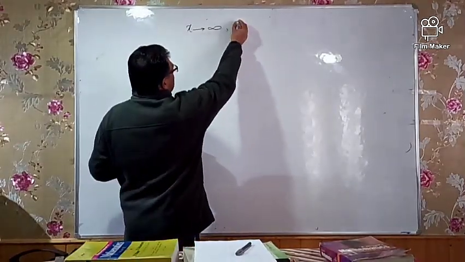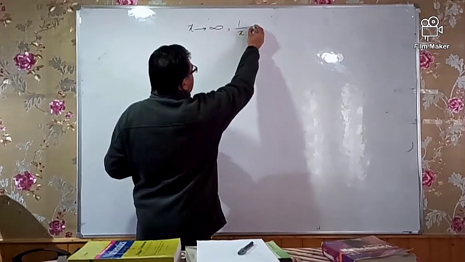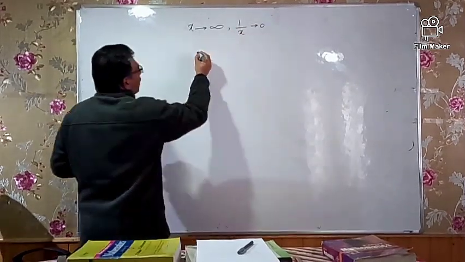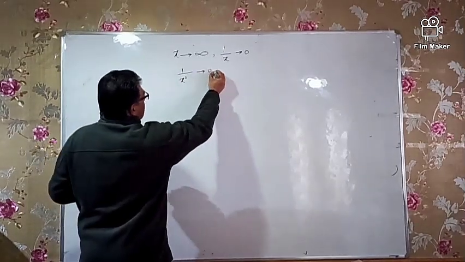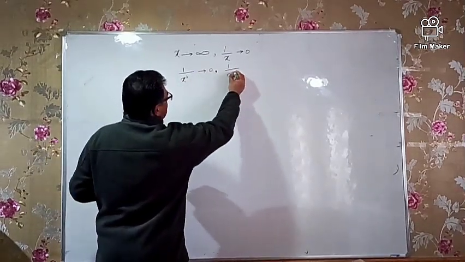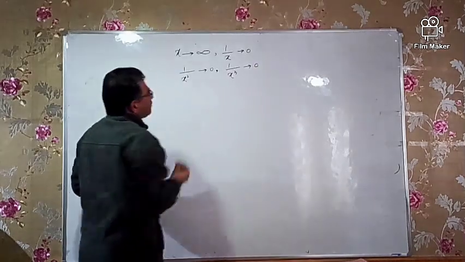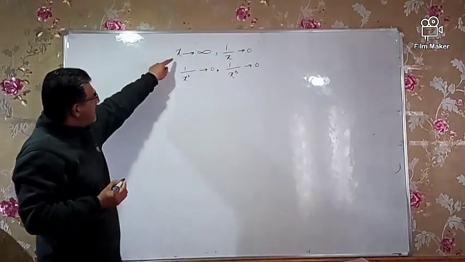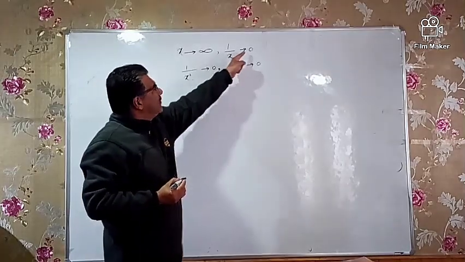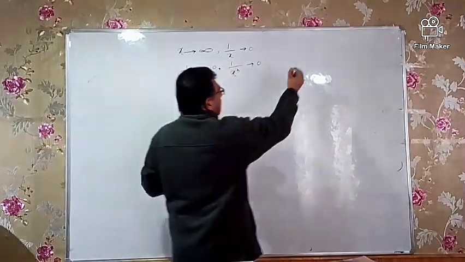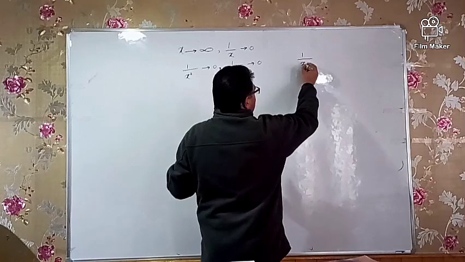And what will happen to 1 by x? 1 by x will approach 0. Or 1 by x square will also approach 0. And 1 by x cube will also approach 0. So whenever x tends to infinity, that means 1 by x, 1 by infinity, will become 0. 1 by infinity कैसे 0 बनता है?